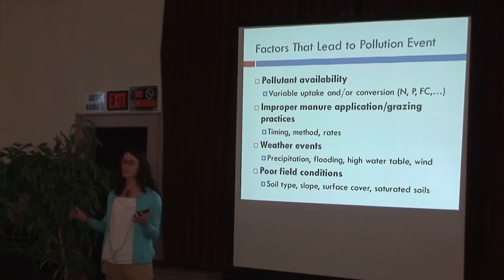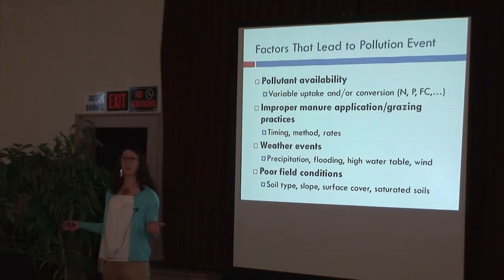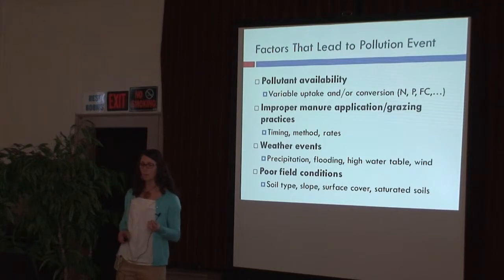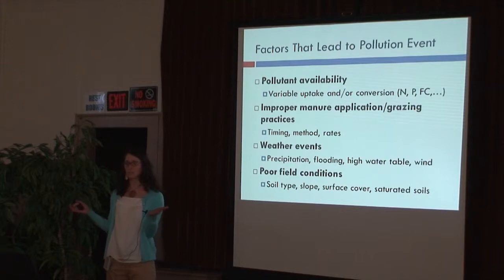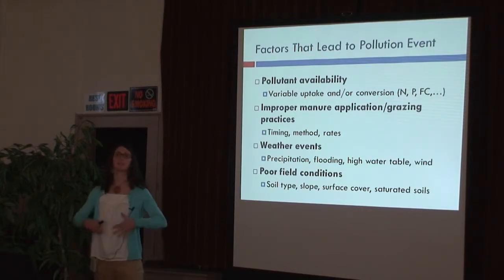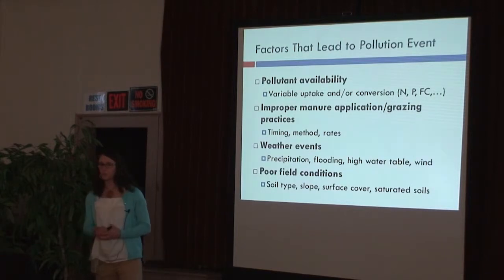So first of all, pollutant availability. It has to be there. If we've applied in excess, if we haven't followed some of the rules and guidelines we've talked about so far today, then it's available for movement wherever that may be. Surface water, groundwater, into the air, wherever it's going to go, if it's going to stay in your soil type. Usually if we have some type of improper manure application timing, application rates, method, and or improper grazing practices, that means that it's somewhere it shouldn't be and it has the potential to become a pollutant rather than a nutrient.